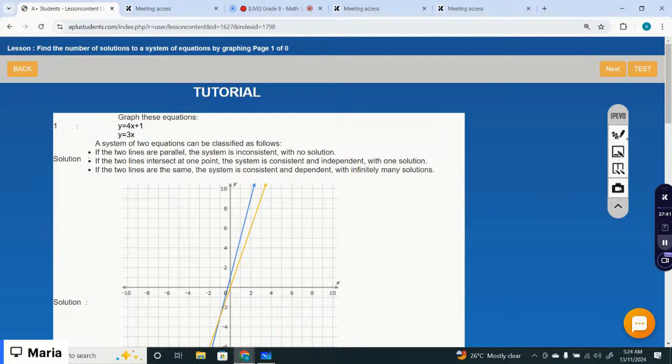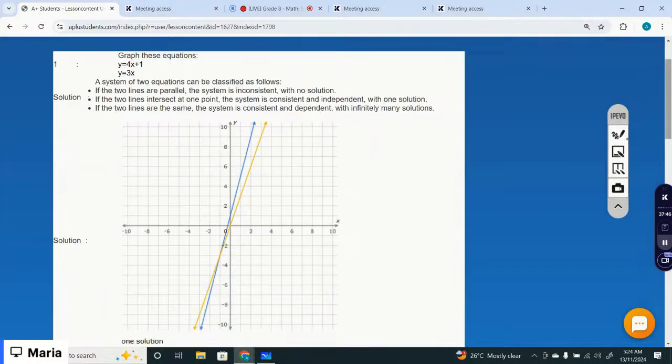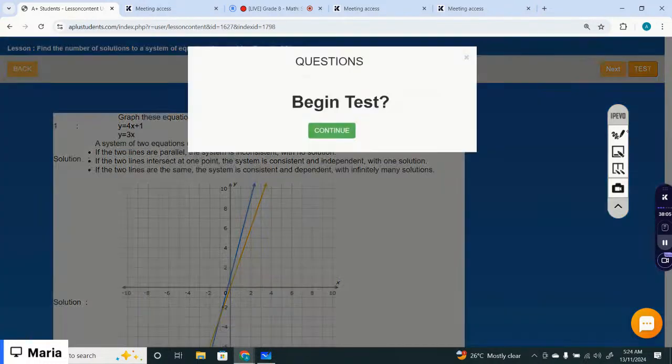So let's just see, you are given y equals 4x plus 1 and y equals 3x, right? So the lines intersect at one point. That means the system is consistent and independent with one solution. Let's just start with the test questions.